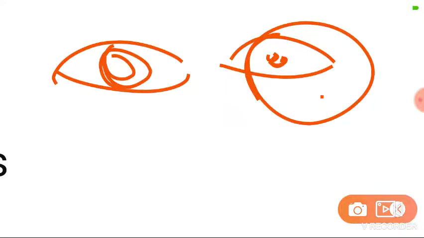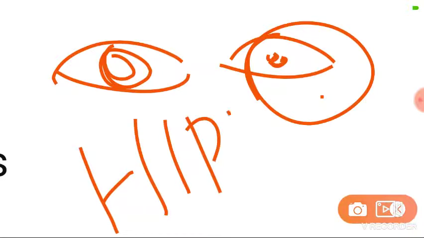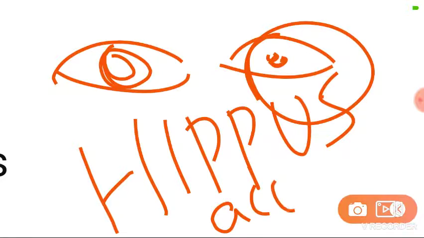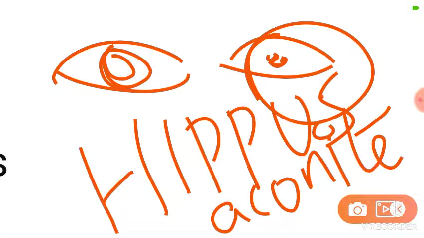Initially there is hippus. Hippus means what? We have already covered a video on hippus. Hippus basically means alternating contraction and dilation of the pupil without external stimuli, an abnormal spasmodic contraction of the pupils. But later the pupil actually becomes dilated only. So there will be dimness of vision and diplopia. So this is hippus. Hippus is seen in what? Aconite poisoning.